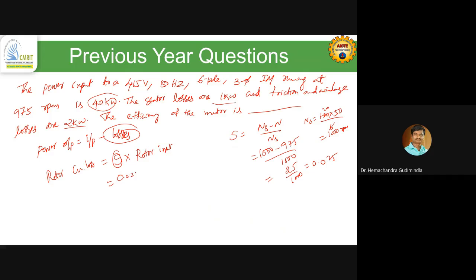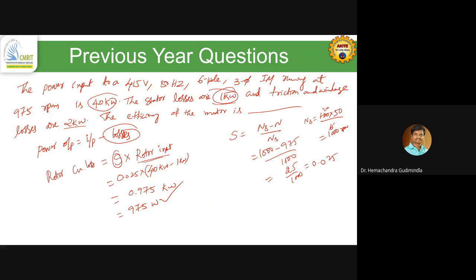Now slip we calculated. So 0.025 into rotor input. What is the rotor input? Total power input minus stator losses. Stator losses are 1 kilowatt they gave. So 40 kilowatt minus 1 kilowatt. So we will get 0.025 into 39 kilowatts, 0.975 kilowatt, or we can say 975 watts. This is the rotor copper loss.